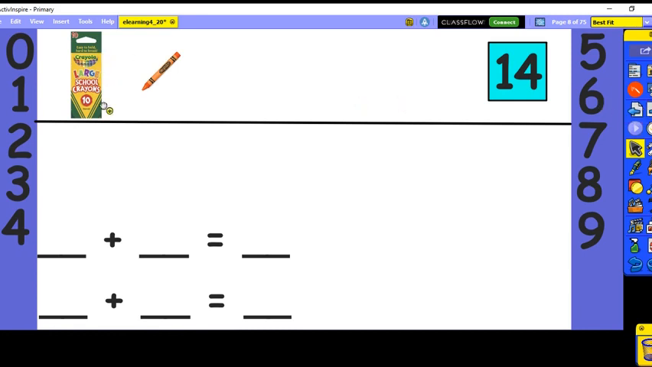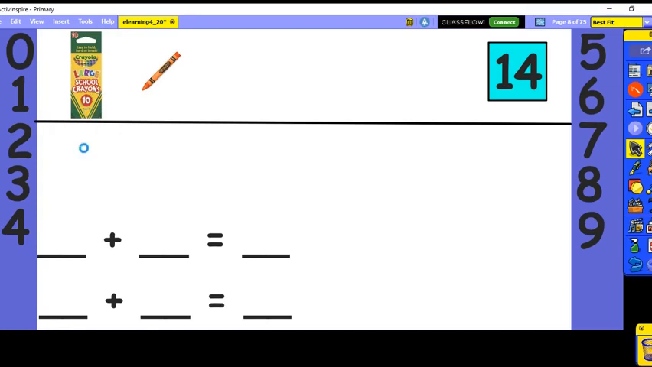Now let's look and see if we can make 14. We've got a box of 10 crayons. I love these. They're the really big ones. Allison used to use these when she was a toddler. A box of 10 crayons, and then some single crayons to make 14. So let's see, how many boxes and how many single crayons will we have to make 14?